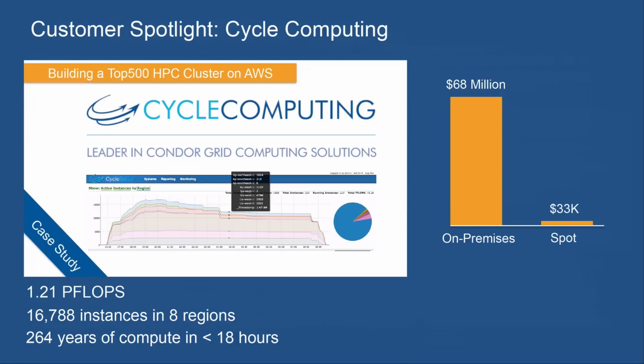And they delivered 264 years of computing resources in less than 18 hours. They had about 156,000 Intel CPU cores in this cluster while it was running. It was one of the largest supercomputers in the world while it was in operation. And that cost $33,000 from the spot market to execute that workload. So heavily discounted as a result of it being acquired from the spot market.